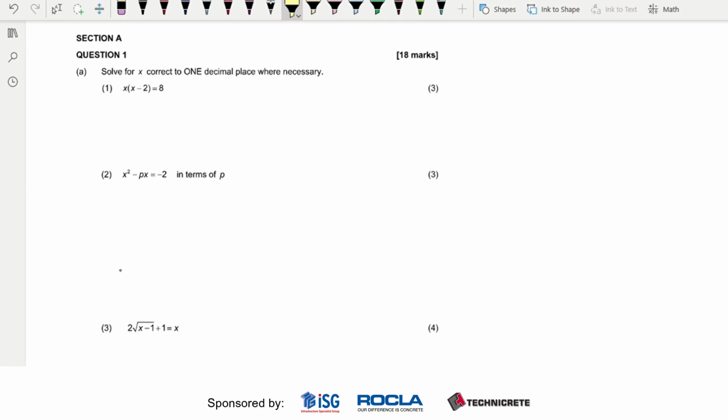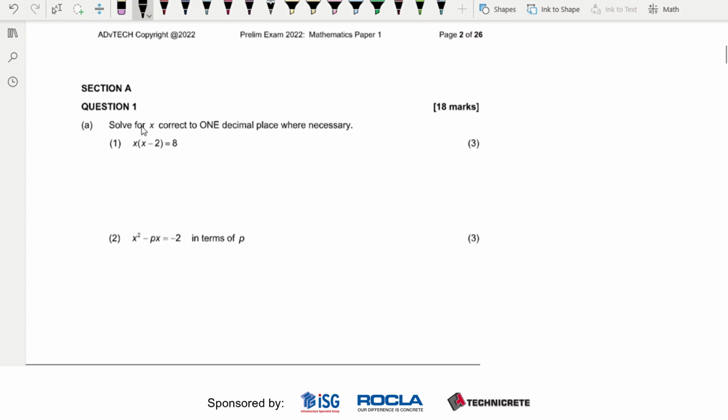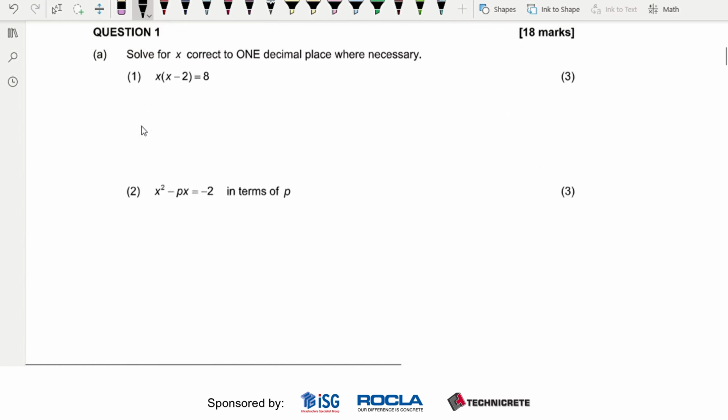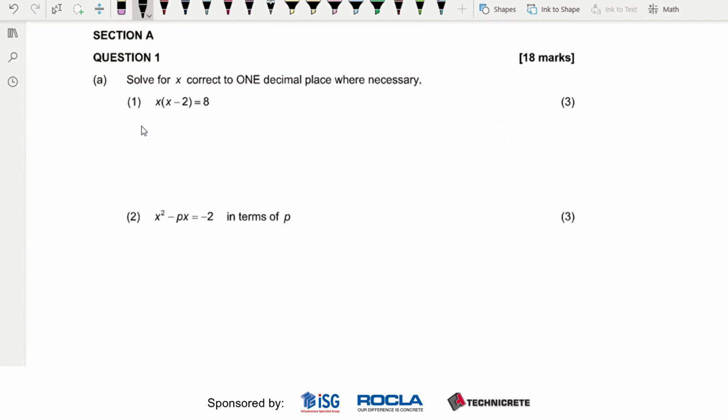So in this video, we're going to cover Question 1, Section A, which is going to be algebra. For Question A1, we're asked to solve for x correct to one decimal place where necessary. In our first question, we have x times (x minus 2) is equal to 8. So let's start by distributing this x into the bracket. This is going to be x squared minus 2x is equal to 8.